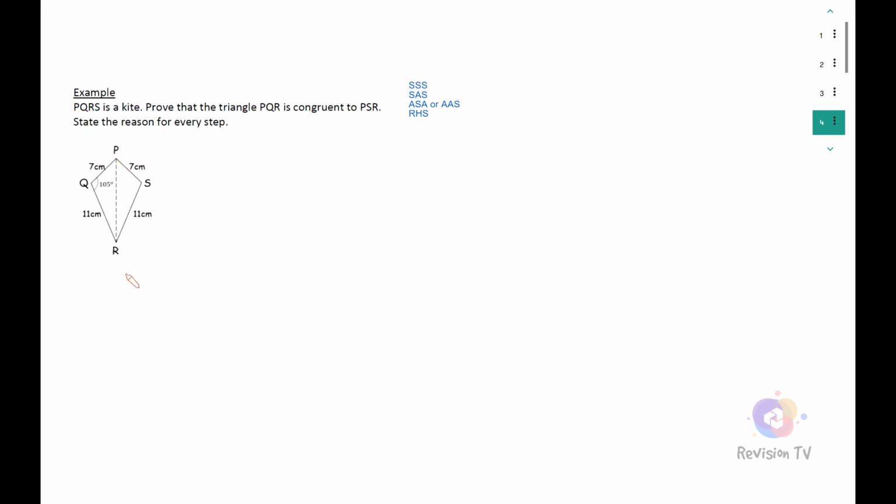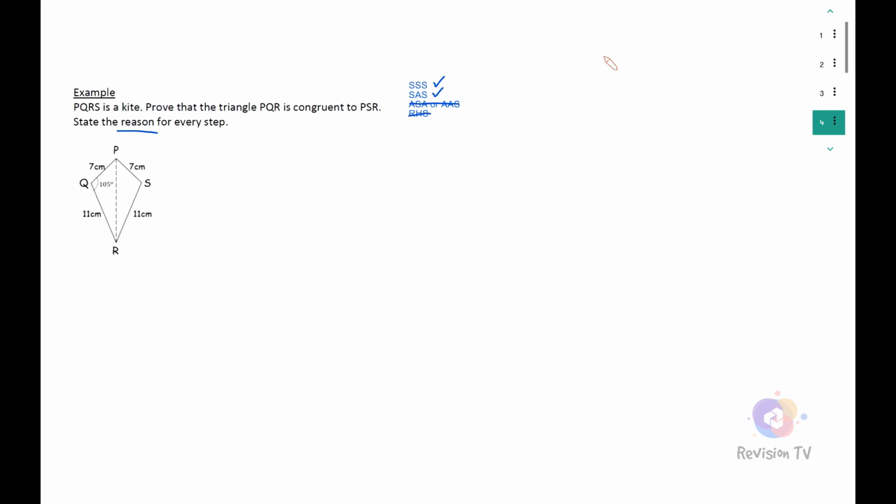PQRS is a kite. Prove that the triangle PQR is congruent to PSR. State the reason for every step. So I would like you to think about, in these 2 triangles, which condition do you think is the answer to it? Now, if your answer is SSS, then that could be correct. If your answer is SAS, it's also correct. If your answer is ASA, AAS, or RHS, they're incorrect.